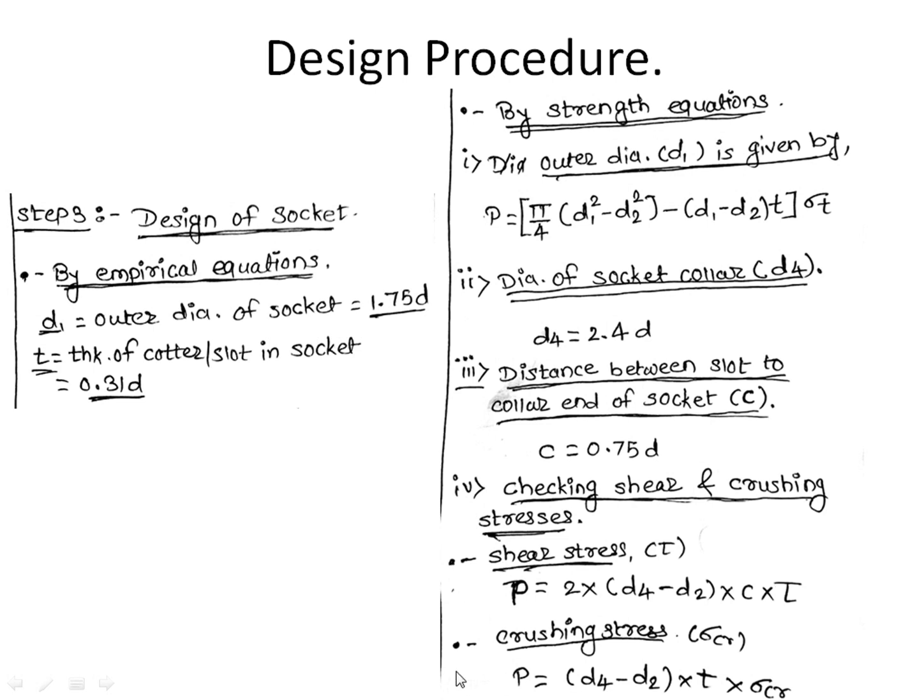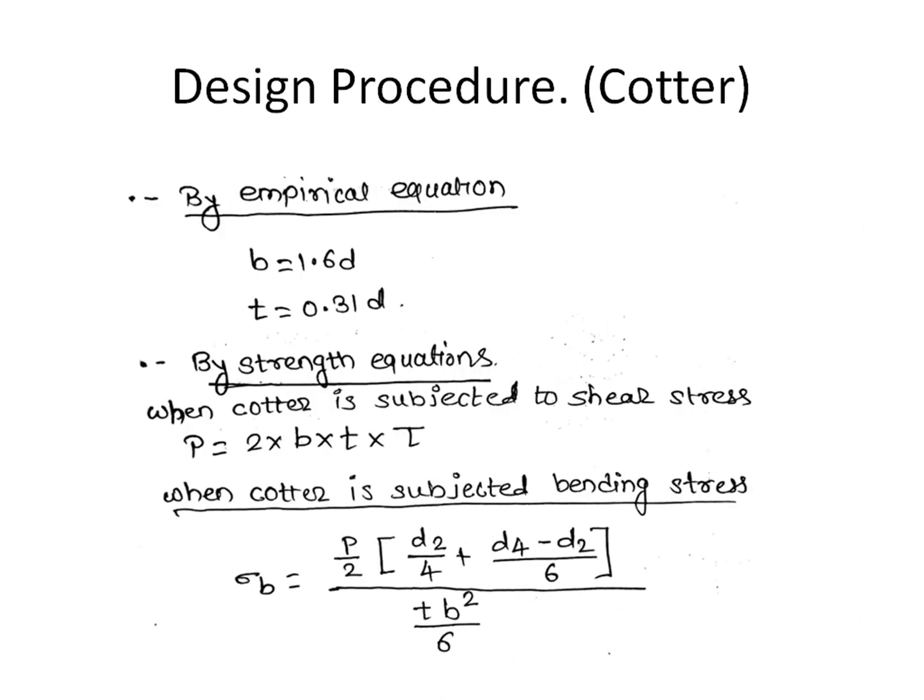Likewise, you have to check the crushing stress induced in the component. The equation of crushing stress induced in the component is given by P is equal to (d4 minus d2) into t into sigma cr, and you have to calculate the value of sigma cr, which is then compared with the strength of the material. So this is about the design procedure of socket. In the next step, we will discuss how the cotter is designed.